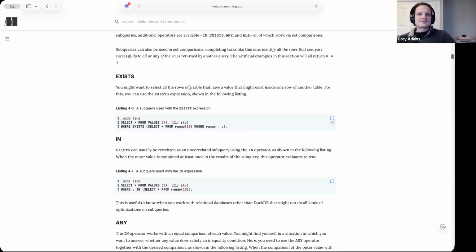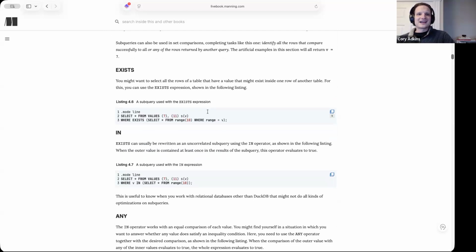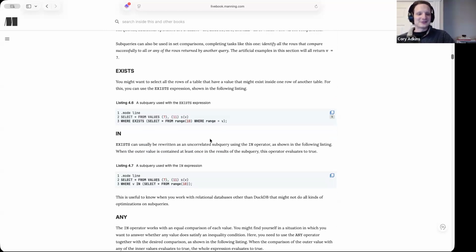Okay, so I think these are just kind of helpful logical operators. Let me catch up in my notes here.